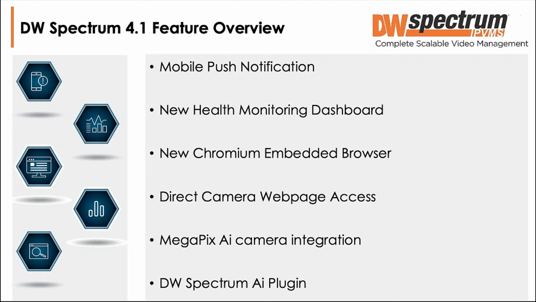Next, we have a new health monitoring dashboard in the web client of DW Spectrum. So there's a whole new tab within DW Spectrum that brings up information about the system, about the servers, the cameras, the storage, all of that. So we'll get into that as well. The third feature you see there is a major enhancement to the embedded browser within the DW Spectrum client, which is the new Chromium-based embedded browser.